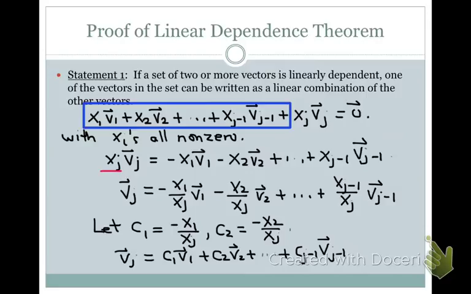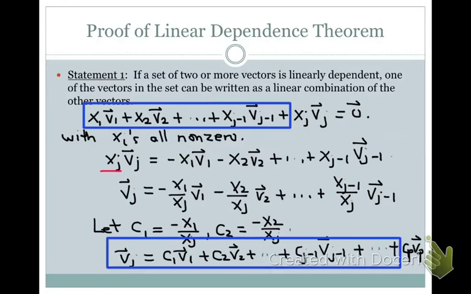But guess what? The other vectors are also in there. Remember, these go all the way up to vp. It just turns out that the rest of those coefficients, the c's in other words, are simply zeros. So we do have all of the vectors up to vp. Hence we have shown that vj, which is one of the vectors in the set, can be written as a linear combination of the other vectors.